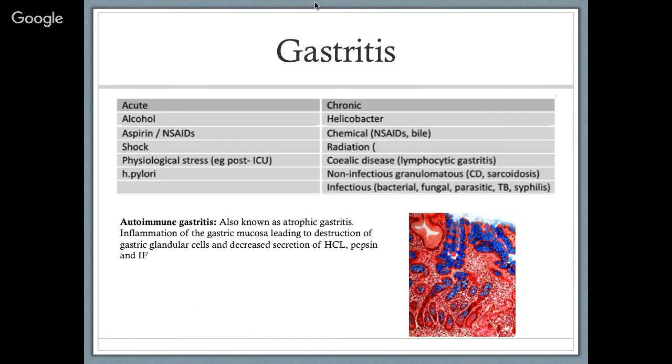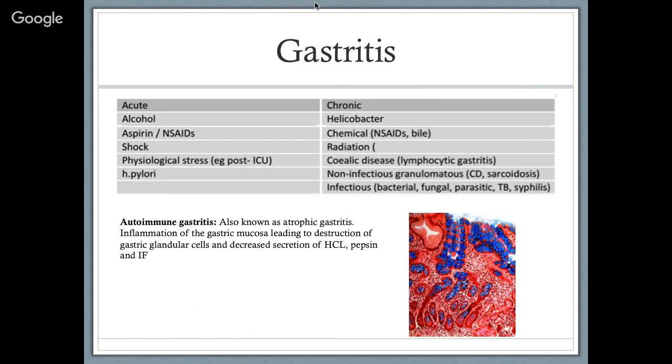And chronic is obviously H. pylori, chemicals, radiation. Celiac disease can cause a lymphocytic gastritis. Non-infectious granulomatous gastritis, so Crohn's disease and sarcoidosis, and infectious gastritis. So the other one to know is autoimmune gastritis, also known as atrophic gastritis, and that's inflammation of the gastric mucosa, which leads to destruction of the glandular cells and decreased secretion of some of the products.